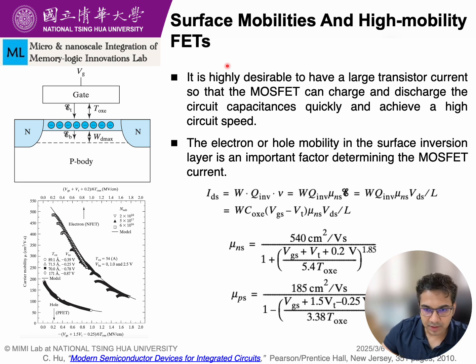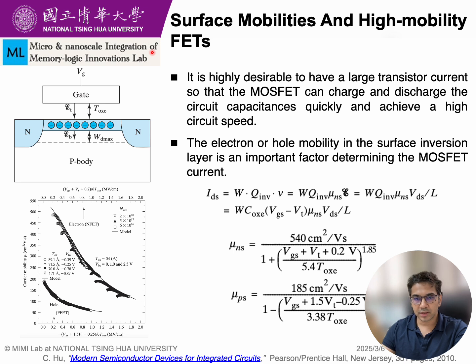So let's start with the key points. We want MOSFETs to switch quickly. This means they need to charge and discharge circuit capacitances first. To do that, we need large transistor current. We can think of it like water flowing through a pipe. A wider pipe allows water to flow faster, and a narrow, bad pipe doesn't.